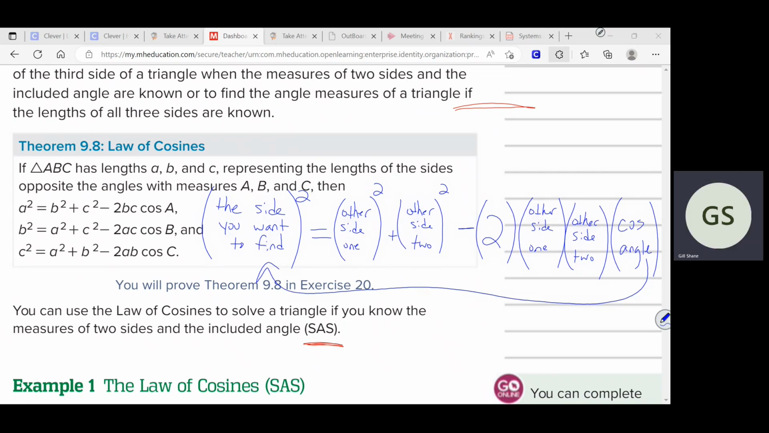So again, just understand the two outside things. The far left thing that's by itself, the far right thing at the end, they need to match up. Make sure they're the opposite angles and opposite sides from each other. And then the stuff in the middle is just using the other two sides. Here we're squaring those two sides and adding them together. Here we're multiplying, but we also have to multiply them by the number 2. You've got to remember that.